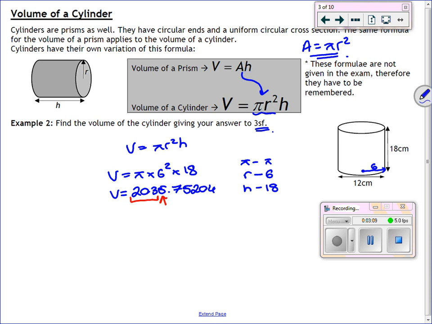So all I'm going to say is that the volume is going to be 2040 cubic centimetres. And that's to 3 significant figures. So it's always important to give your unrounded answer first of all, and then follow that up with your rounded answer.